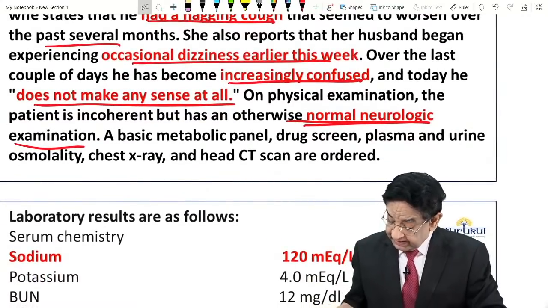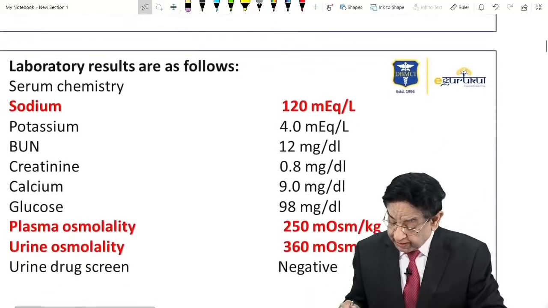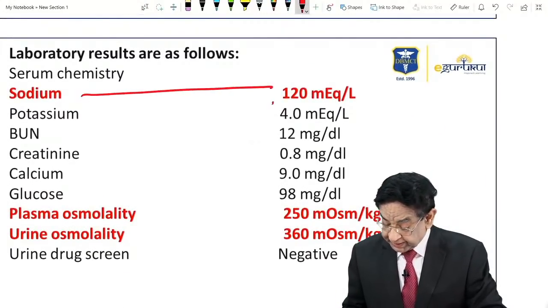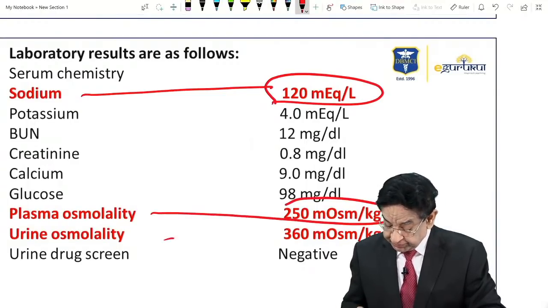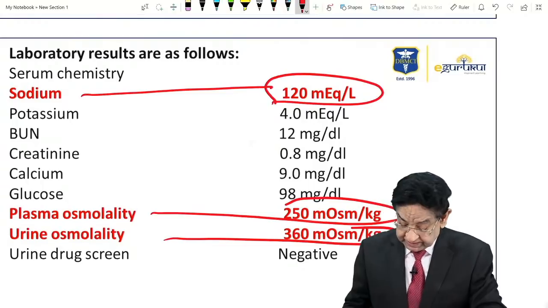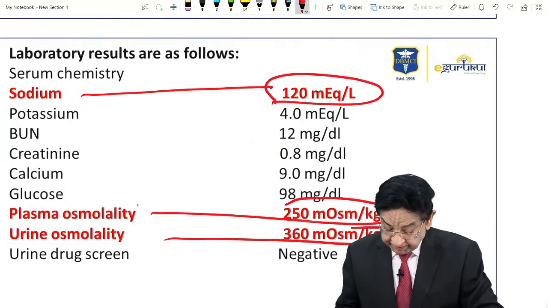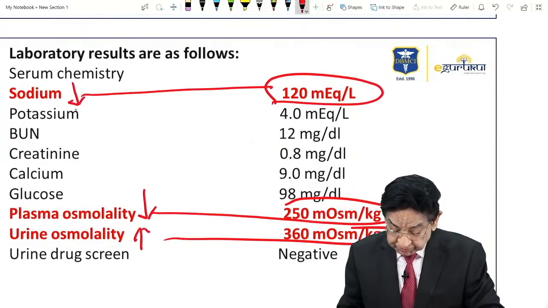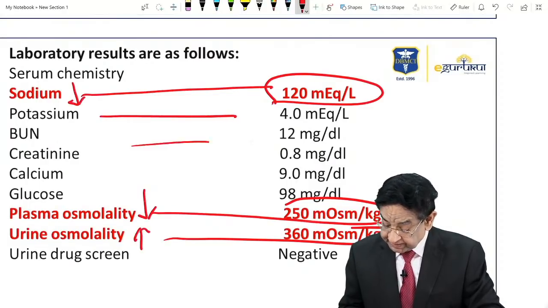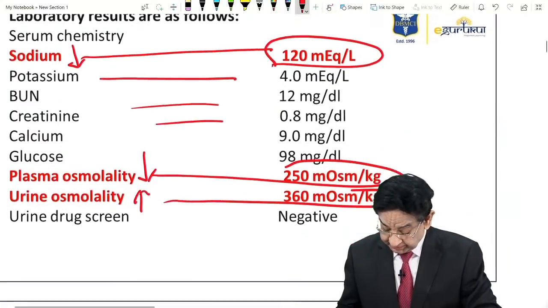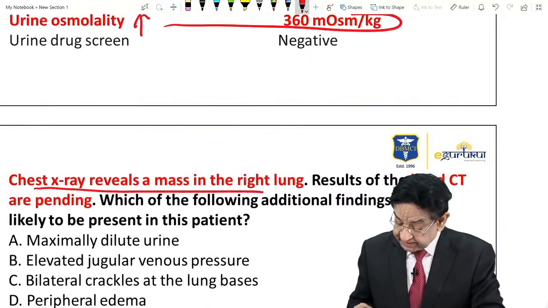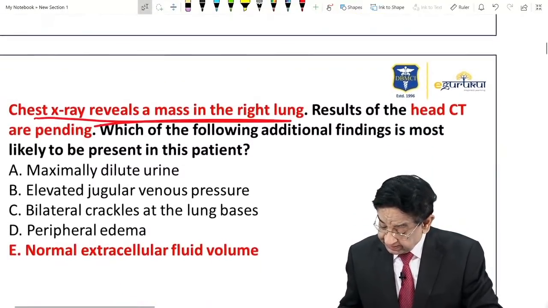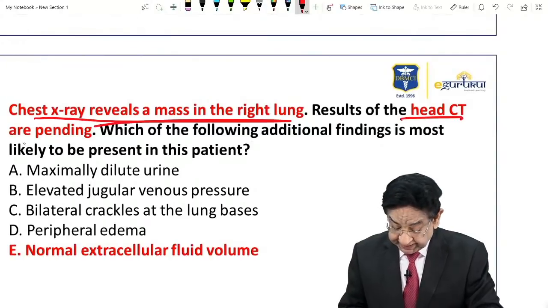And they have ordered the tests. The reports are: sodium is 120, plasma osmolality is 250 and urine osmolality is 360. Plasma osmolality is reduced, urine osmolality is increased, serum sodium is reduced. Potassium and the others are all normal. Chest X-ray reveals a mass in the right lung. Head CT scan report is pending.